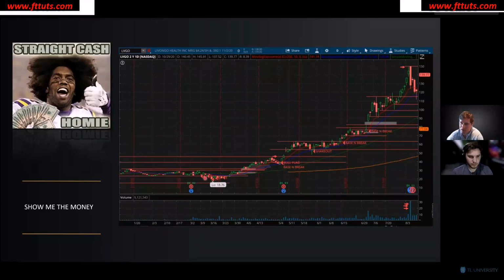This wanted to go higher, in my opinion, back here, but the market held it down. And then when the market was ready to at least stop going down, that's when it exploded.